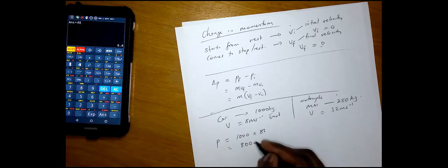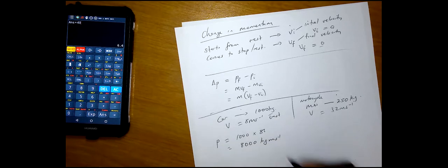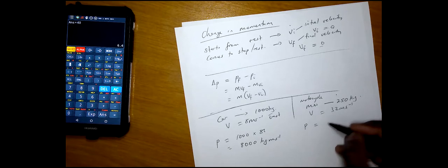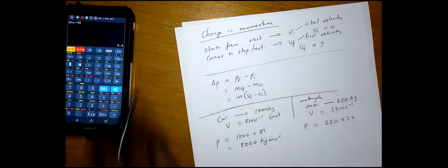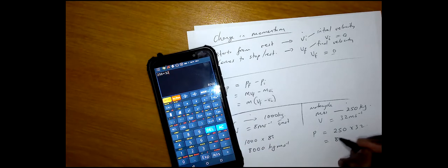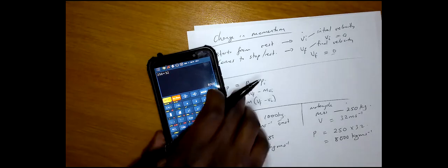You don't need to calculate that. Kg meters per second. Now for the motorcycle it's 250 times 32 meters per second. Apologies, I don't have a calculator, but you can work this out. So we also have 8,000 kg meters per second. That's what we get there.